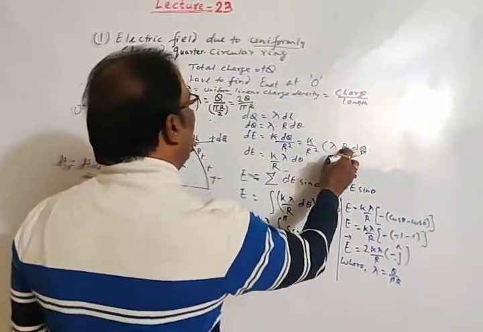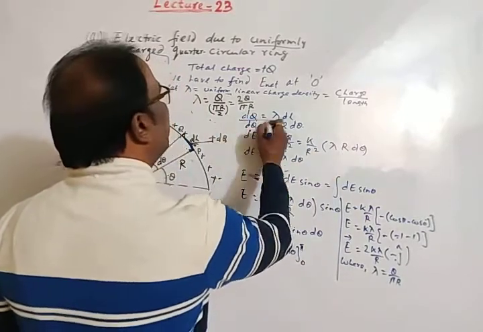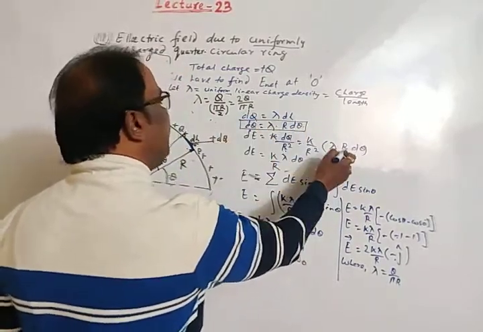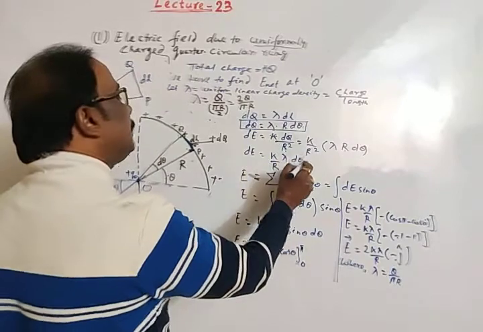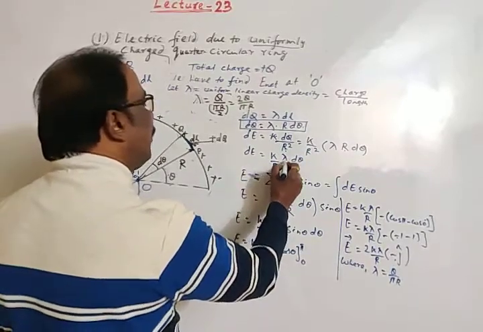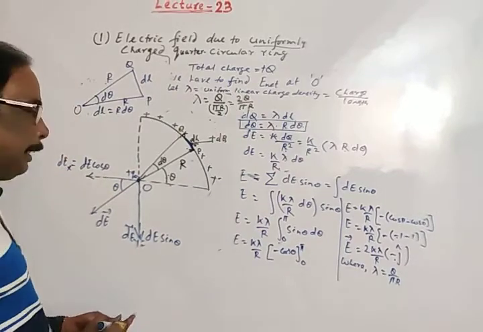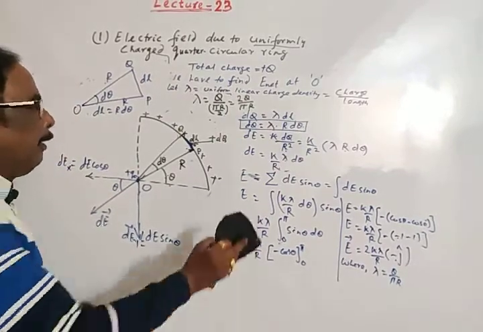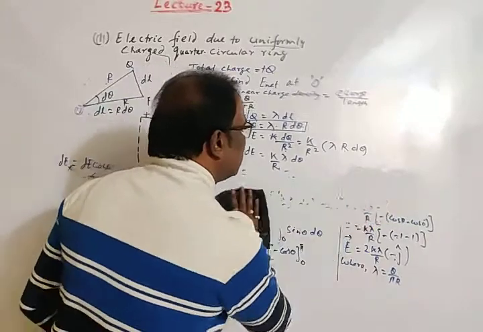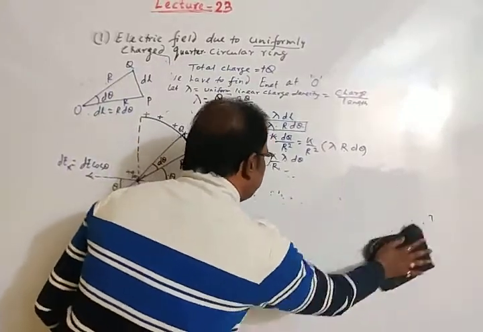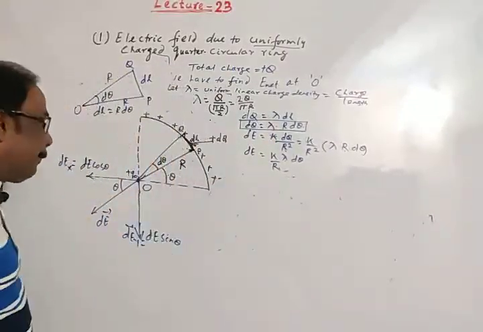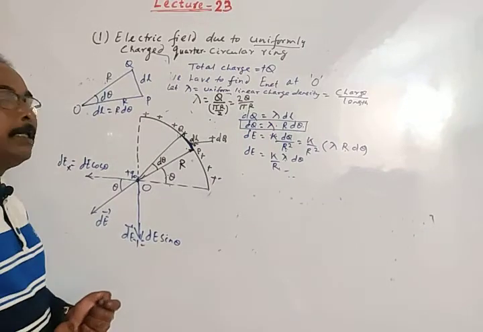dq is lambda r d theta. This is dq. Then dE is equal to k by r into lambda d theta. This is the dE. Then we have to find the resultant electric field. See, again the same consideration.